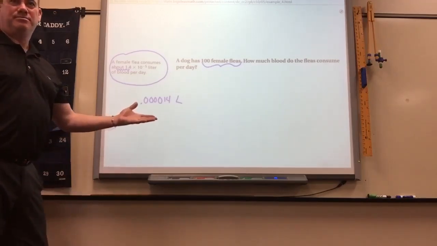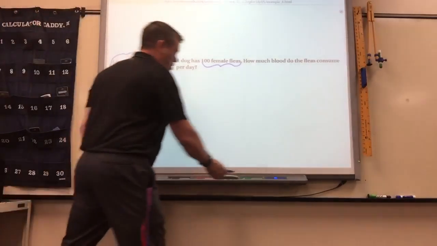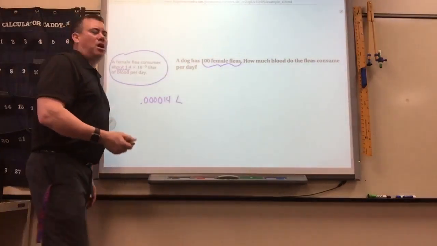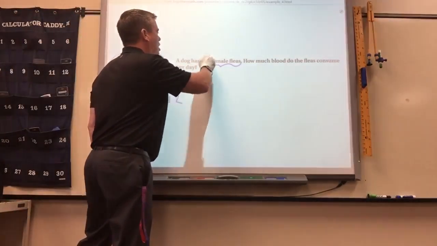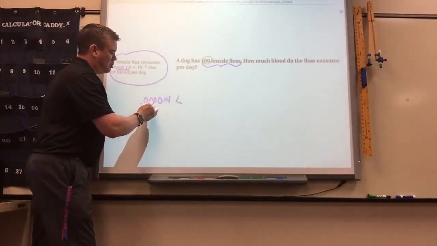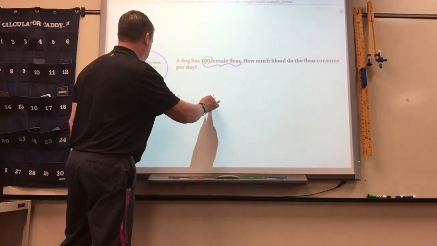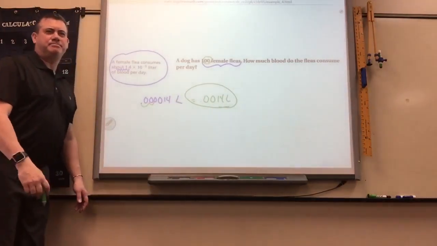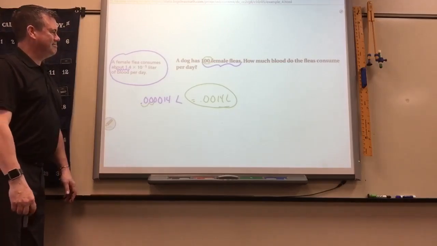So what do we got to do? Move the decimal to the right. Right. When you take it times 10 or 100 or 1,000, all you got to do is move the decimal however many zeros there are. So we'd have to move it 1, 2, so that would be 0.0014 liters.